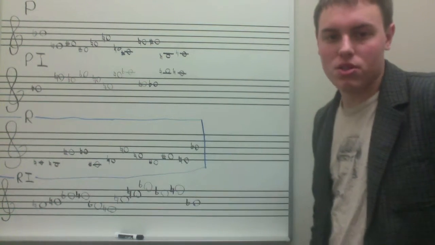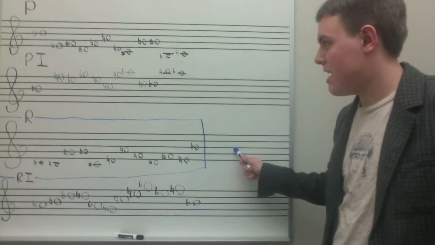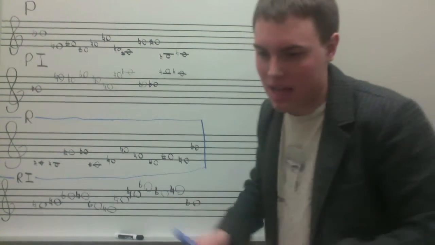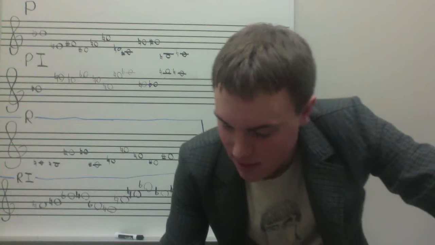What Schoenberg would also do would be reverse these rows and take his initial row and just play it backwards, which would sound something like this.